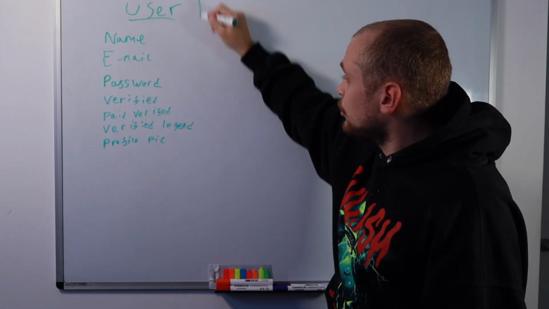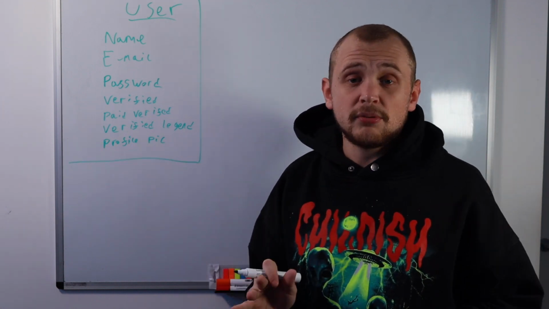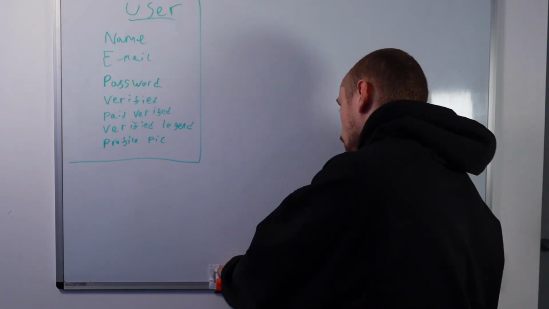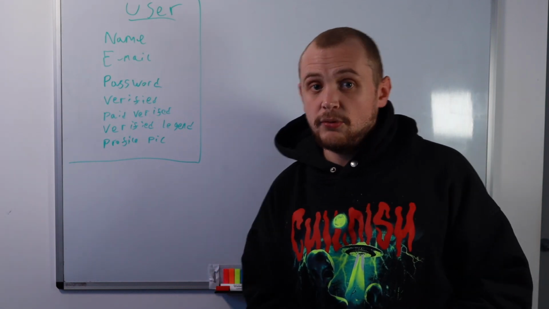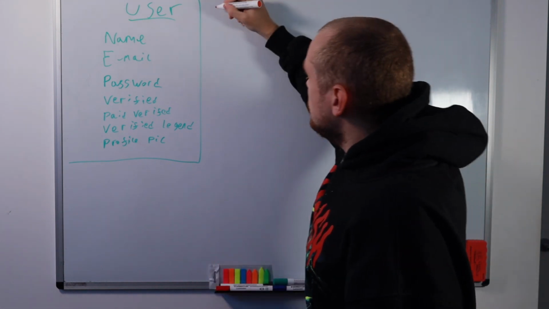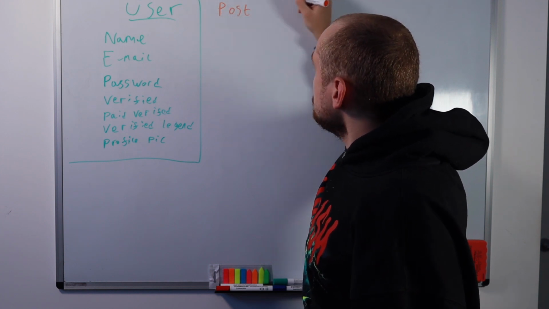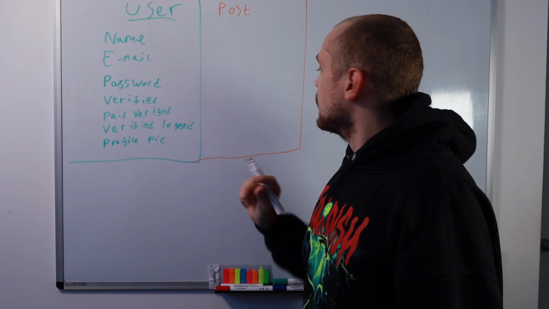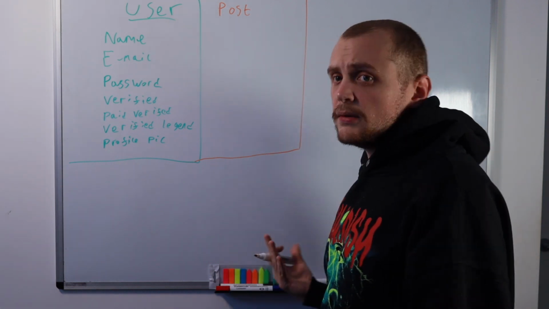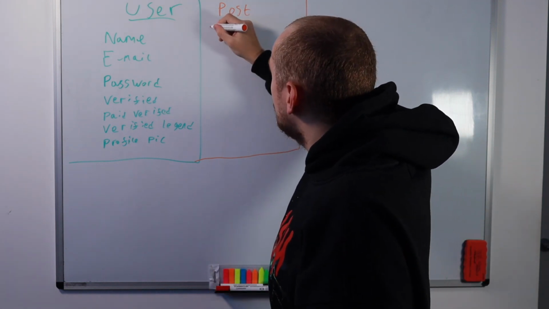Alright, sweet. So now we know our users. We know exactly what kind of data we need to grab from our users and where we're going to be putting it. So what are our users going to be doing on our platform? Well, they're going to be creating posts. So let's create some posts. What kind of data do we need to save for a post? Well, obviously we need the text or the content of the post.